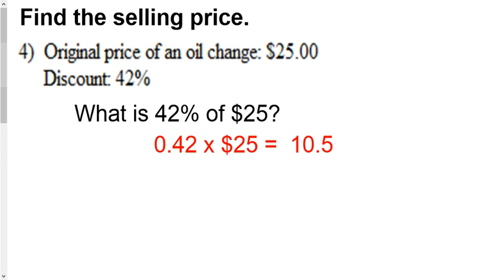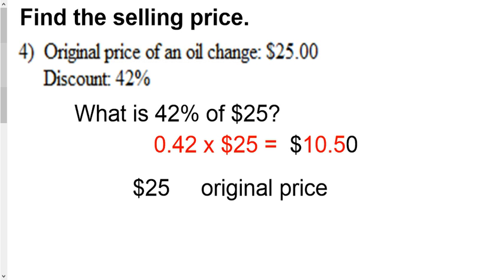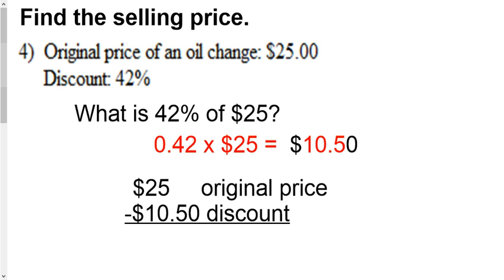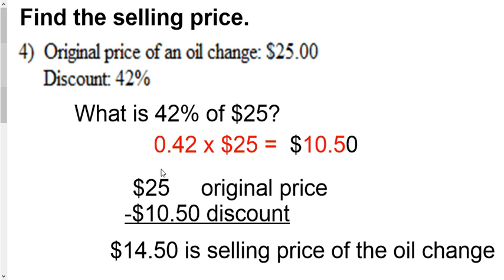Since we're talking about money, don't forget the dollar sign. And don't forget to always go to two decimal places if there's any cents involved. So really the discount amount is $10.50. So take your original price, $25, and subtract the discount, $10.50. Final selling price is $14.50.